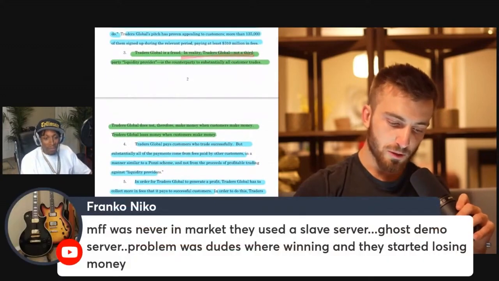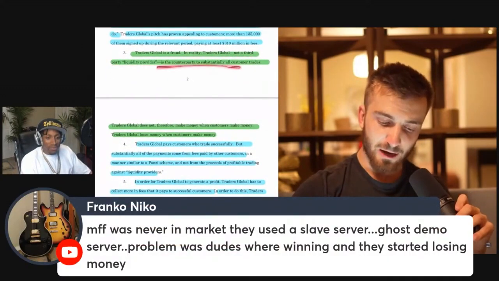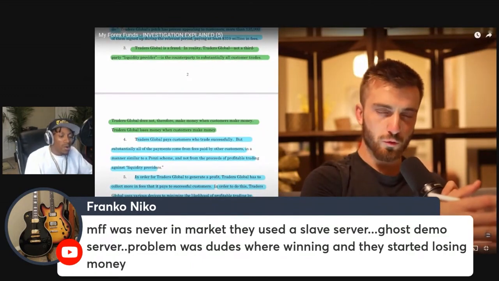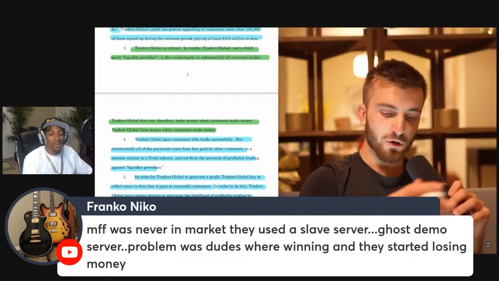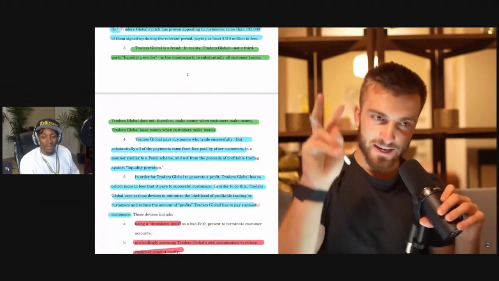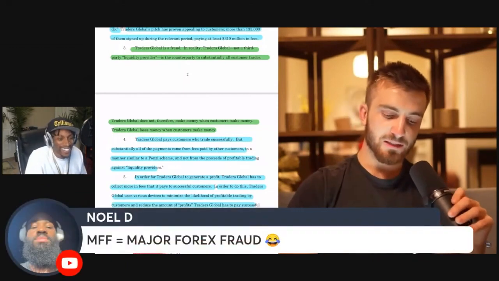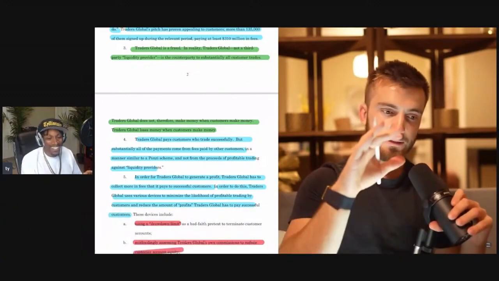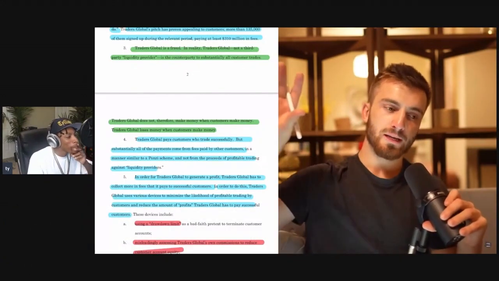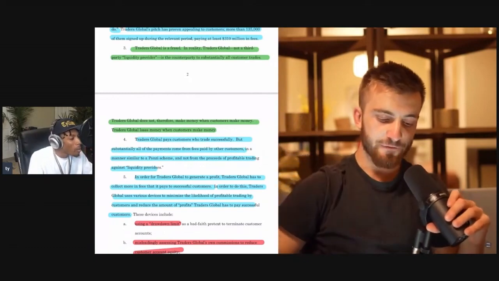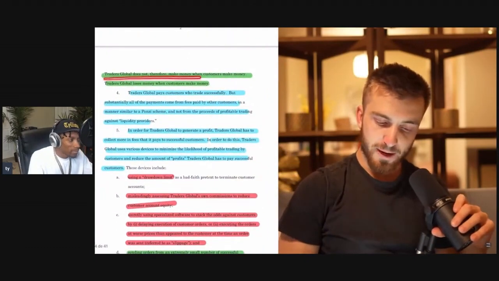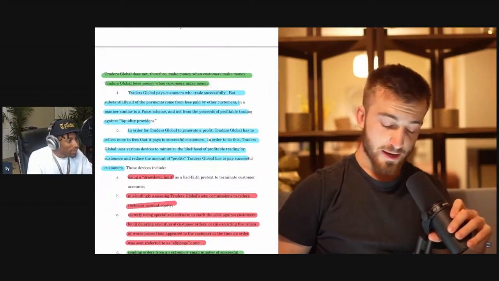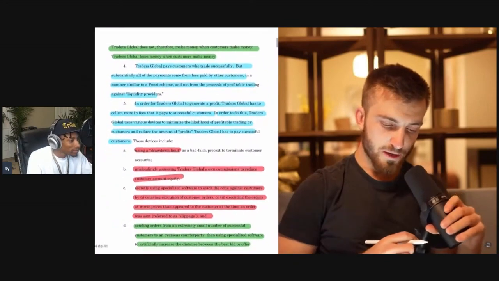In reality, Traders Global, not a third-party liquidity provider, is the counterparty to substantially all customer trades. So there was My Forex Funds. Traders Global Group was the broker that you were trading on, and that was the broker providing the liquidity, which in reality was just My Forex Funds, which basically just closes the loop. And the fact that they make it seem as if you're doing it with someone else is just, again, a flat out lie. Traders Global does not therefore make money when customers make money, or lose money when customers lose money. So again, crazy times that we are living in.